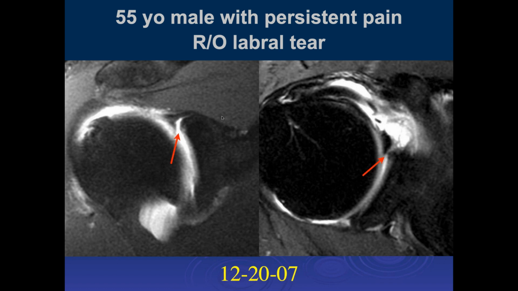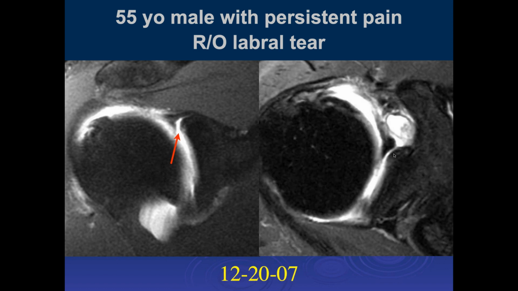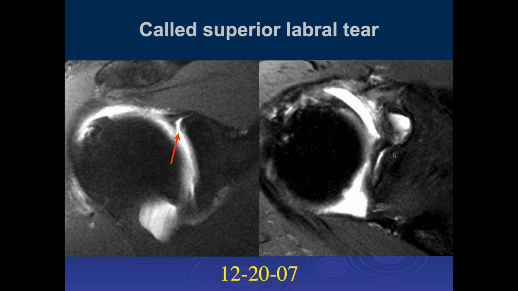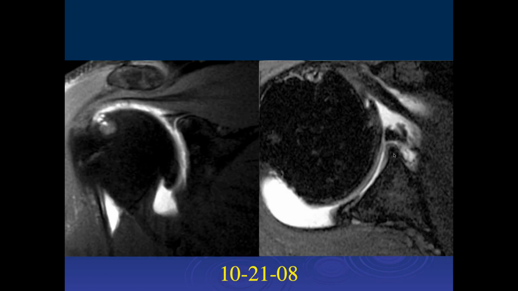Oh, I meant on the axial picture. Oh, okay. So here it is. So this is 12/27/07. That one looks pretty smooth there, actually. Okay. Looks pretty smooth there. Okay. Here we go. Yeah, that looks like the recess. This was called a superior labral tear, and this is what it looked like on 10/21/08.